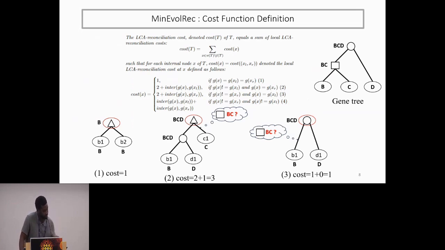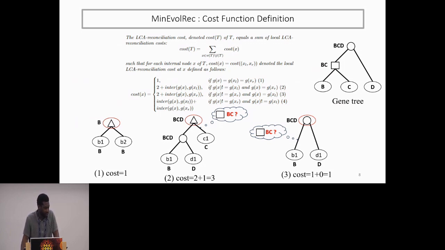So we have the gene tree at the right. We can denote a node x for which we want to compute the local cost of LCA reconciliation. Suppose in the first example we have the node x. If x is a creation event and the two children have the same label as x, by label I mean the gene from which the transcripts were derived, then we infer a cost of 1.